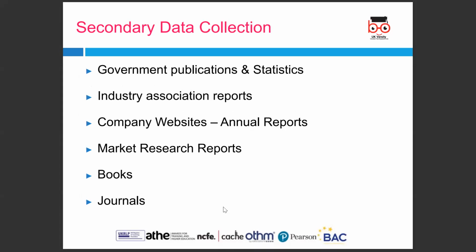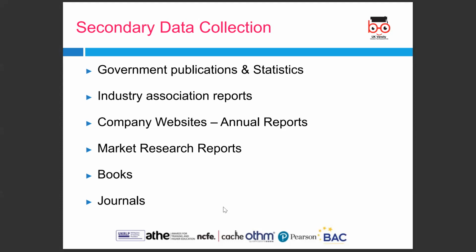Government publications, as we mentioned, statistics, industry association reports, company websites, annual reports. These are types of secondary data, market research reports, books, as I've just mentioned, and journals. Published sources, there are a variety of published sources. The authenticity of the data generated from these sources depends majorly on the writer and the publishing company. Published sources may be printed or electronic, as the case may be. They may be paid for or free depending on the writer and the publishing company's decision.